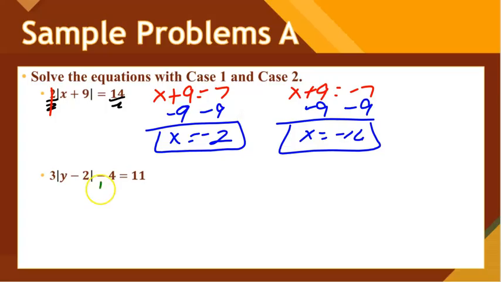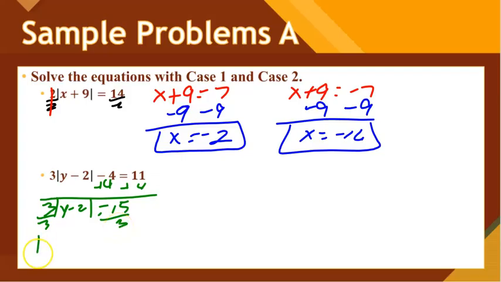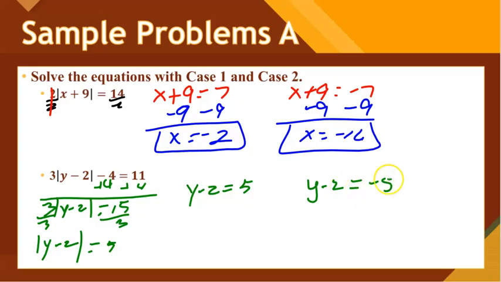Next, here I want to add 4 to both sides first. And so now I have 3 times the absolute value of y minus 2, and that's going to equal 15. Now I get the absolute value by itself by dividing by 3. And now I have the absolute value of y minus 2 equaling 5. And so when I take it out of the absolute value, I have y minus 2 equaling a positive 5, and I have y minus 2 equals a negative 5.